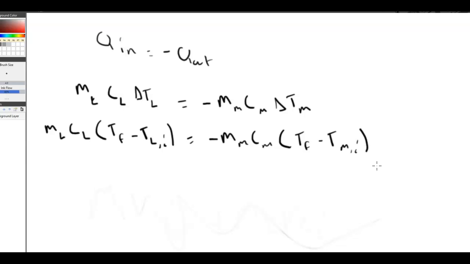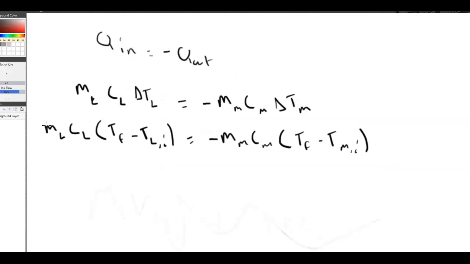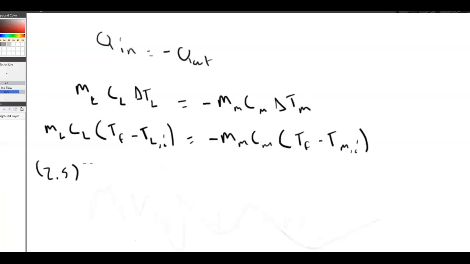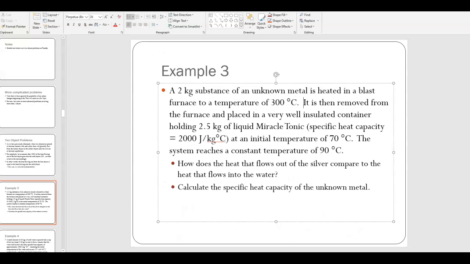Okay, and even though it looks really bad, at this point all I have to do is plug in numbers and get the correct answer. So if you look back at the problem, I'm going to pull up my calculator really quickly. The mass of the liquid is 2.5, times the specific heat capacity of the miracle tonic, which is 2000. I'm given the final temperature is 90, and the initial temperature of the liquid was 70, and that's equal to minus the mass of the metal, which is 2. The specific heat capacity of the metal is unknown, so I'm just going to leave that in there, times T final, which is 90, minus the initial temperature of the metal, which I believe was 300. Yes.